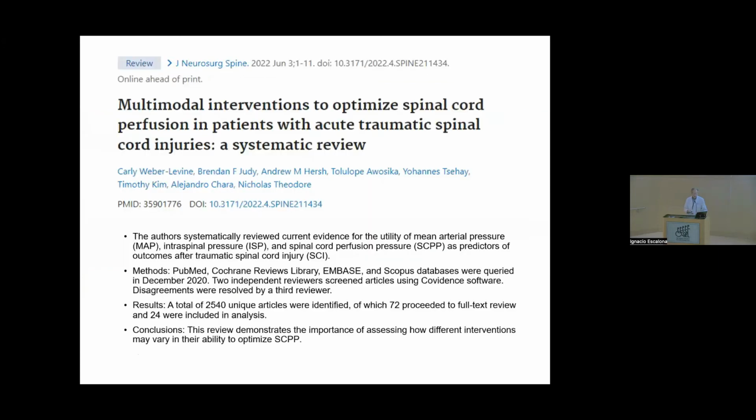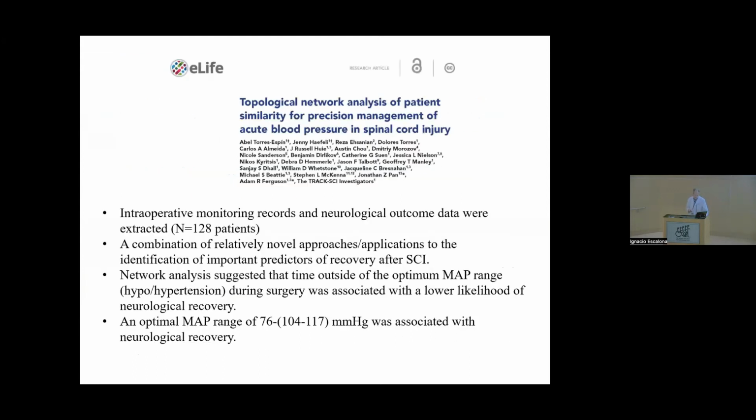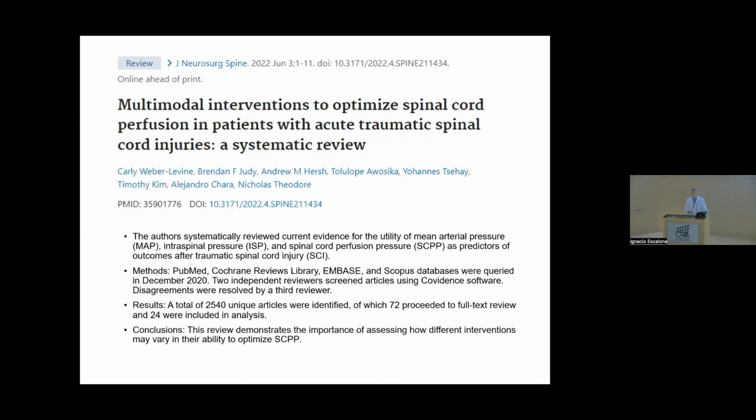Anyway, these are new papers that are coming out. This one came out in Neurosurgery Spine this year, and these authors are doing multimodal interventions to optimize spinal cord perfusion in patients. This is a big area right now where physiology is really coming back. And this is a systematic review.